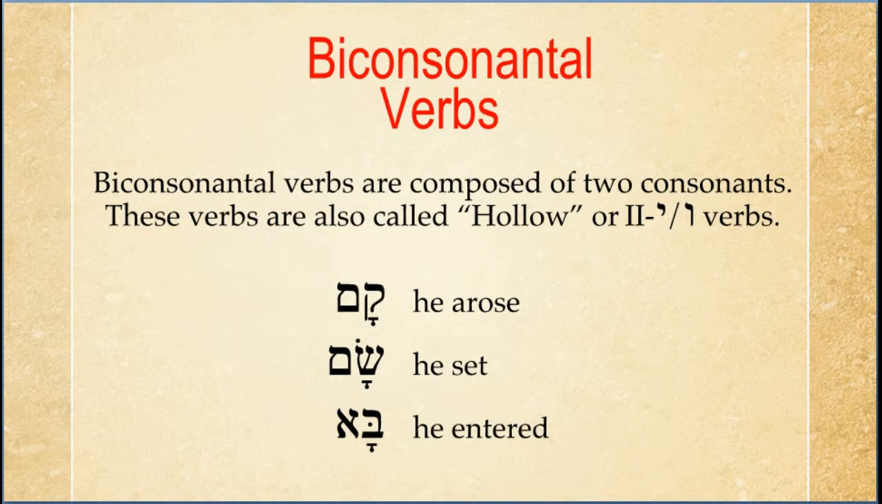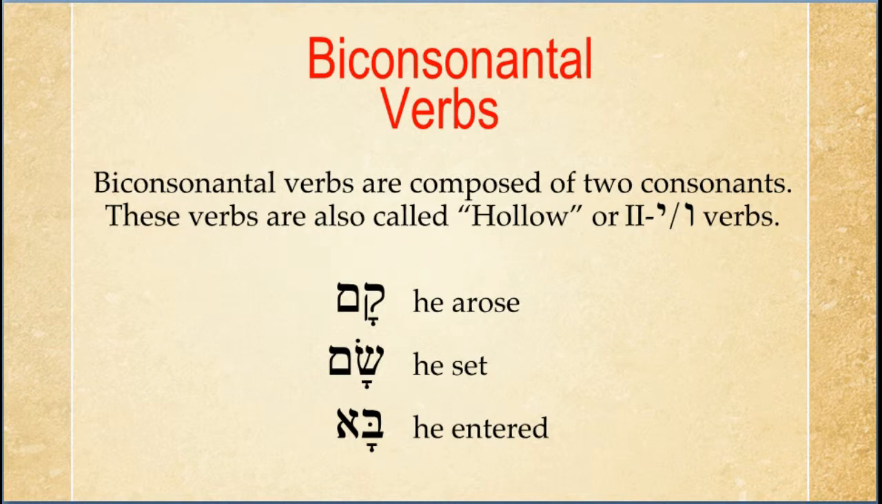The other class that is important to understand, and this is the last class that I want you to understand in our chapter, is the biconsonantal verbs. And the biconsonantal verbs are composed of two consonants versus three consonants. Normally we have verbs with three consonants, but these are strange.